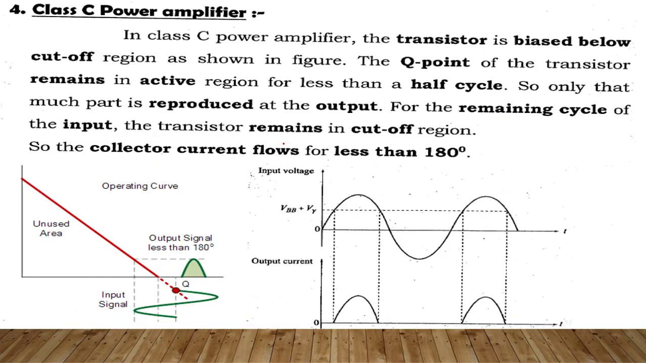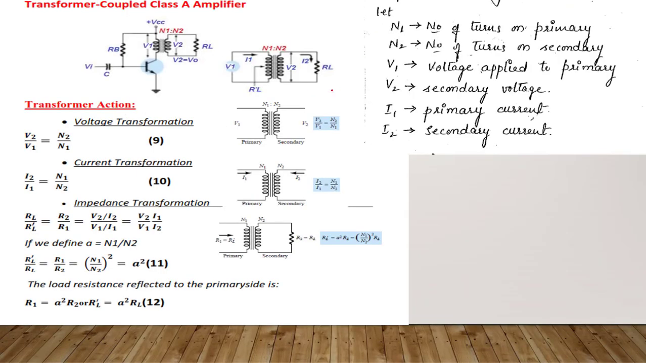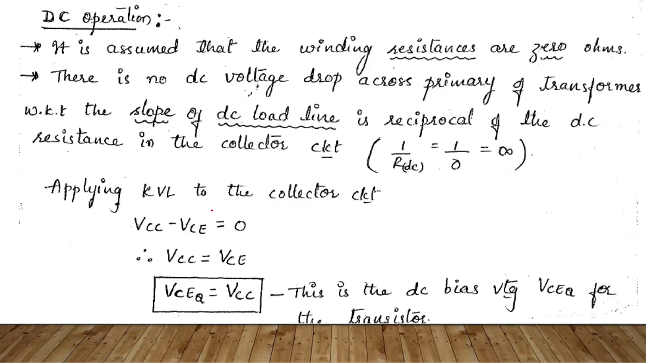But in this circuit, usually what happens, there is no RC present here, no resistance present. So VCC I am getting directly from here. So from that, see, VCC minus VCE is equal to 0. So the IC portion is not there. So VCEQ is nothing but VCC.